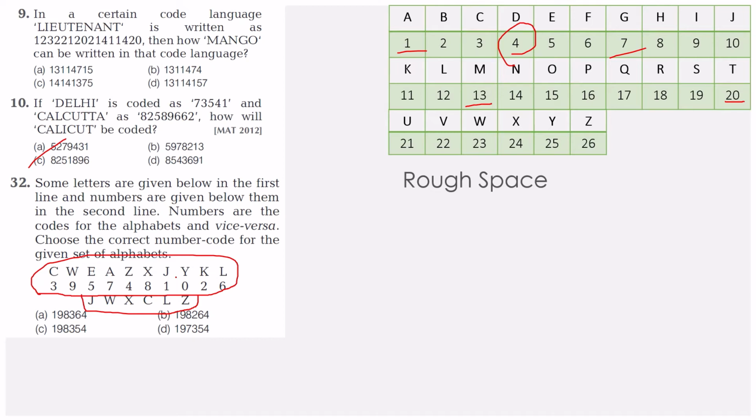Let's read the question once. Some letters are given in the first line and numbers are given below them. In the second line, numbers are codes for the letters and vice versa. Choose the correct number code for the given set of alphabets. That's not that tough. Reading the question is the better way because we may get confused anywhere and go wrong with the answer.